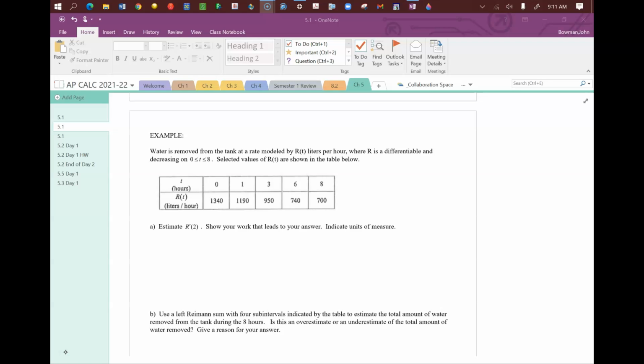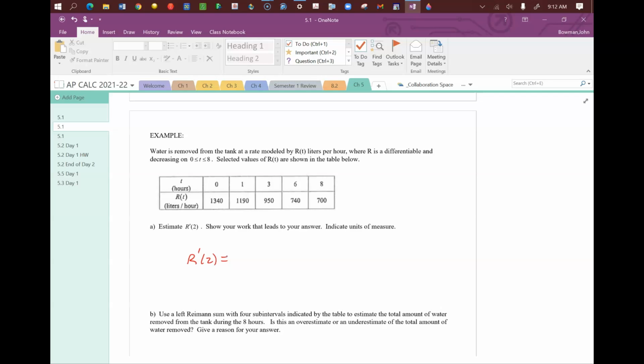All right, as always in this class, you really have to pay attention to the questions that are being asked. And in this case, we are not estimating the total liters that are going to be drained out of the tank over a 2-hour period. What we're asking is to estimate the derivative, the rate of change of R of t at time equal 2. So we don't know the exact value of R prime of 2, but what we can say is that R prime of 2 is going to be a slope. It's the slope of the tangent line to R of t at time 2.